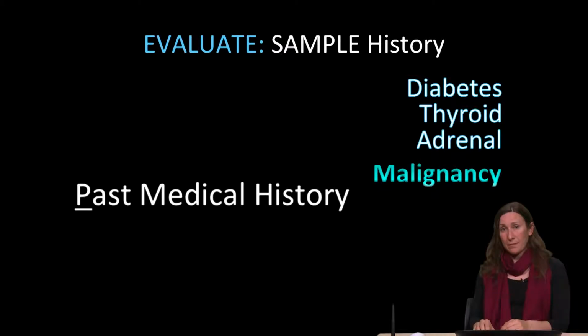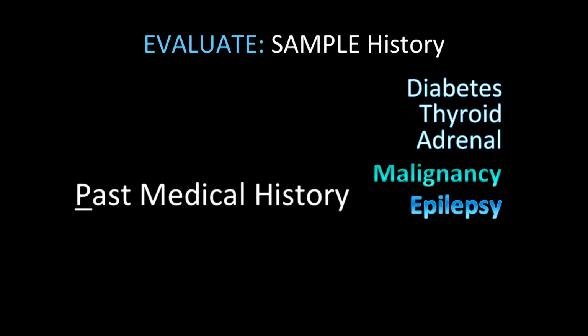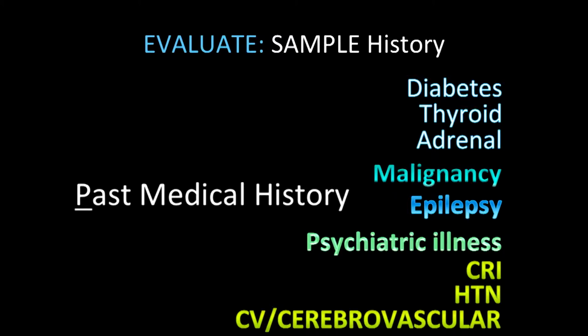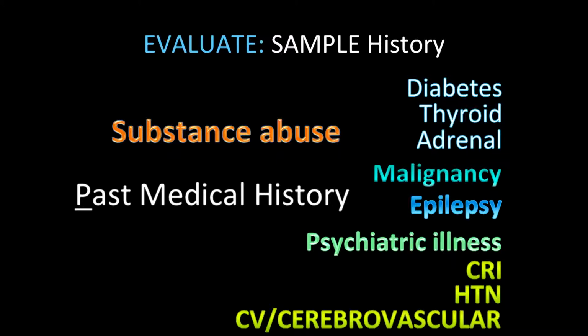Adrenal insufficiency, malignancy, and any number of paraneoplastic syndromes can cause altered mental status. Epilepsy, so patients who are post-ictal. Psychiatric illness. These patients, again, if they're in a decompensated state, may be very far off from their baseline mental status. And think again of the medications they may be taking. And then chronic renal insufficiency, hypertension, cardiovascular or cerebrovascular disease, all, when they're not controlled, can result in altered mental status. And finally, of course, substance abuse, both someone who's actively using or someone who is in withdrawal from substances.